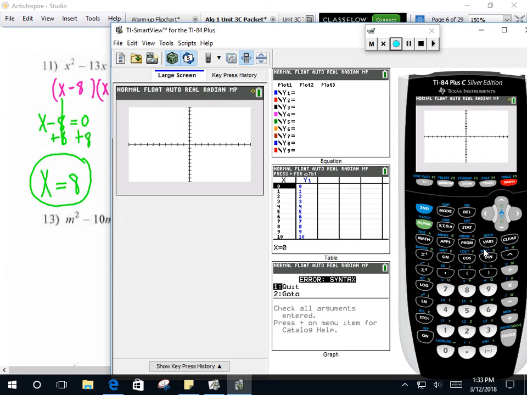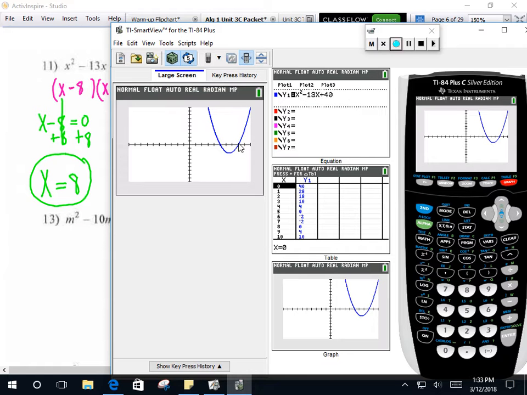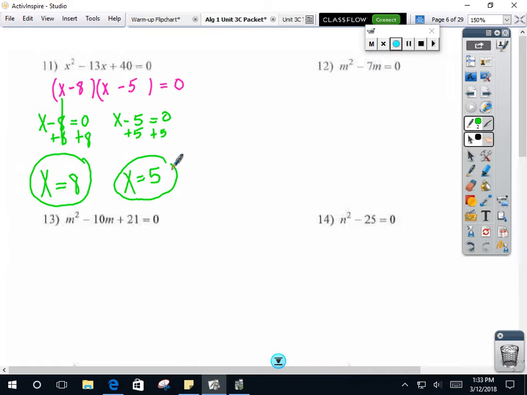It'll form a parabola because we're dealing with a quadratic equation. Okay, quadratic means the highest exponent is 2. That parabola intersects the x-axis at two places. Those are known as x-intercepts. They're also known as zeros. And where are they located? 5 and 8, which were our final answers, right?